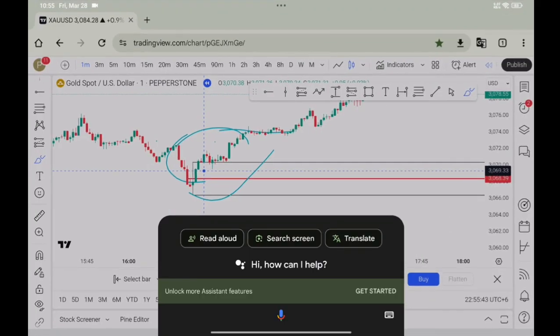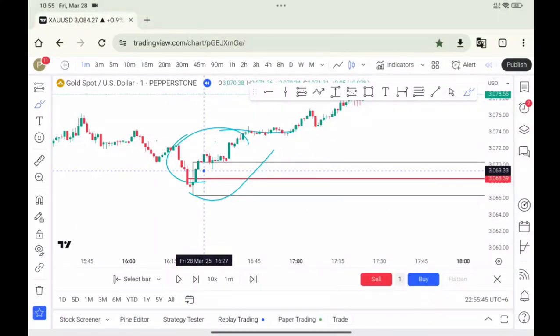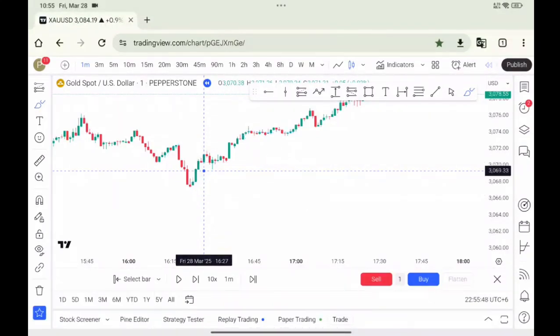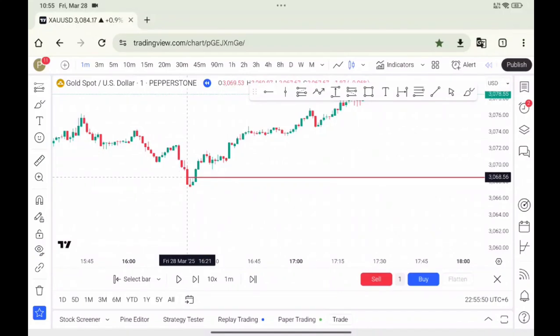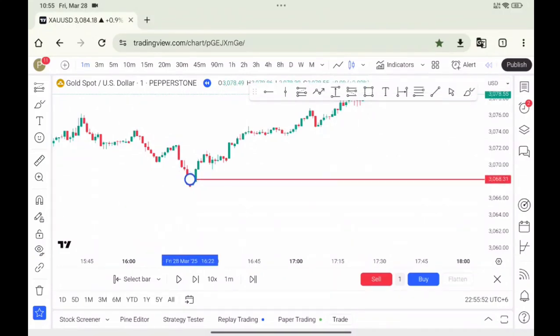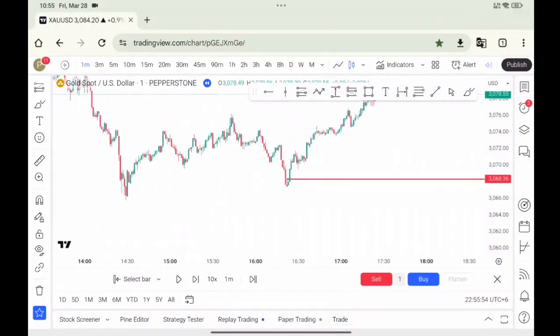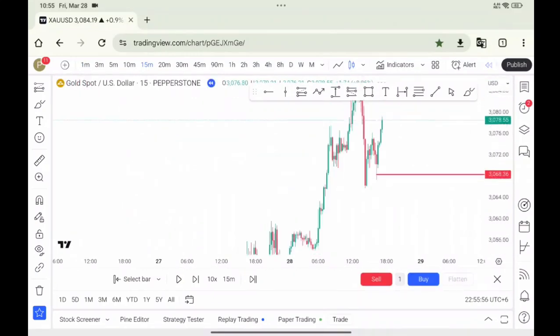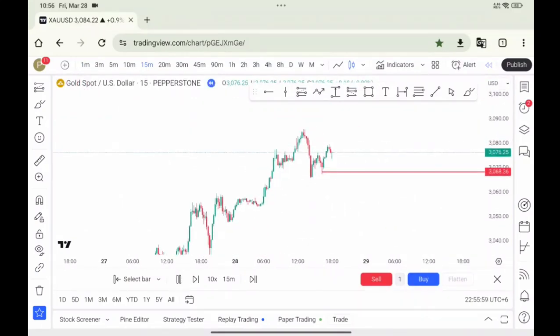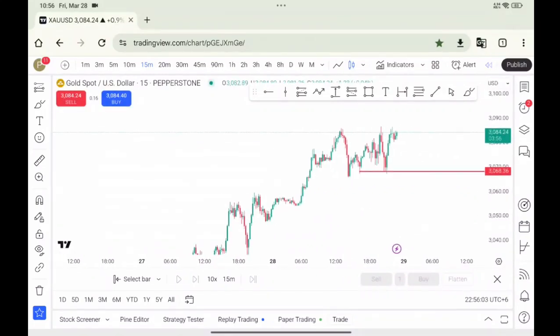So now if you look here, this is the one that I was looking for with our trend line confluence and everything. Now what happened next? If we run it forward, we see the market exactly tapped there and gave us a solid trade.